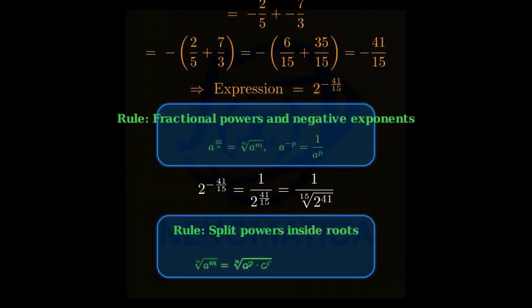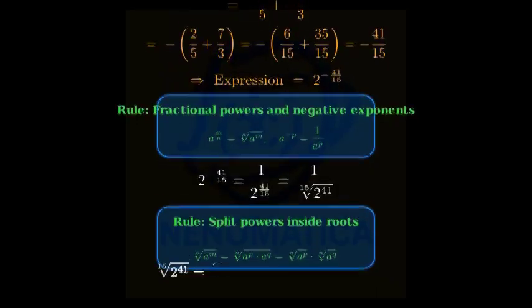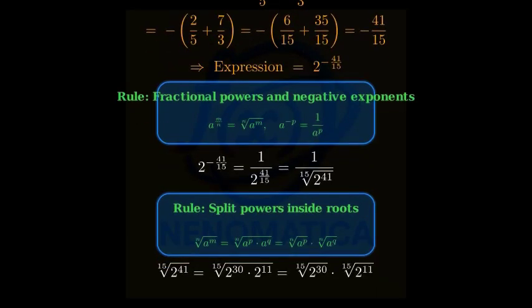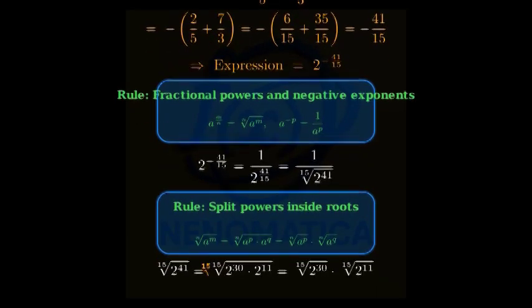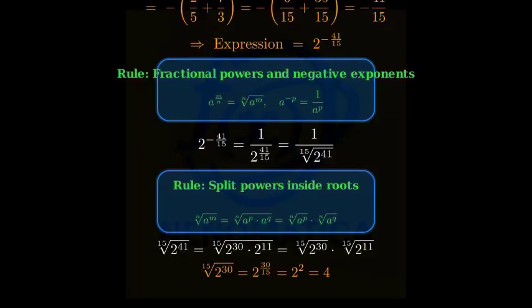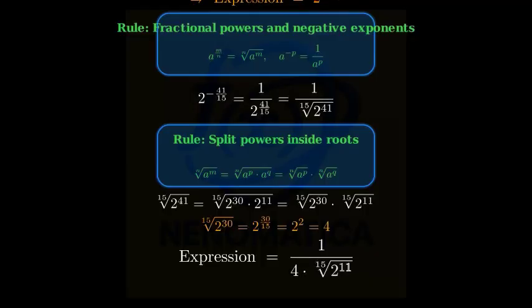Step 4. Split the power inside the same root to pull perfect powers out. Write 2 to the 41 as 2 to the 30 times 2 to the 11. The 15th root of 2 to the 30 is 2 squared, which is 4. Therefore, our simplified result is 1 over 4 times the 15th root of 2 to the 11.